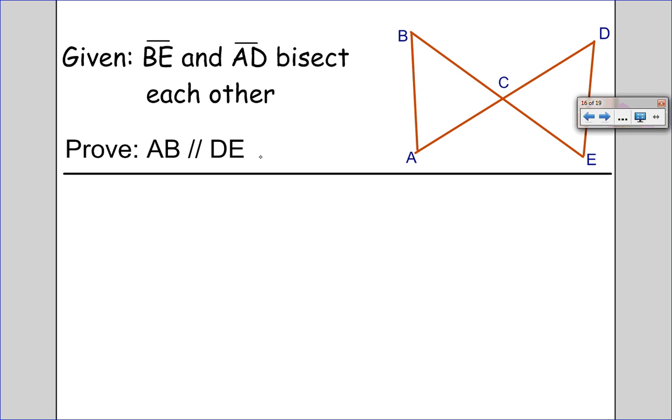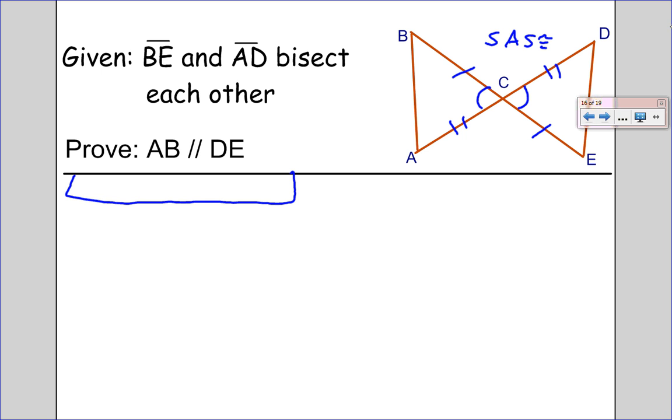I have BE and AD bisect each other. In other words, BC will be congruent to CE, AC will be congruent to CD, and I have vertical angles right here in the middle. So it looks like I can prove that these triangles are congruent using side angle side congruency. So let's do it then.